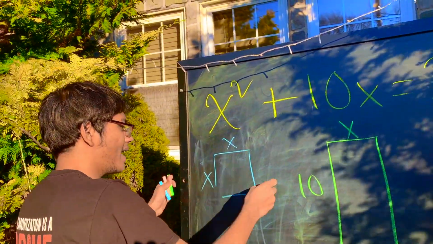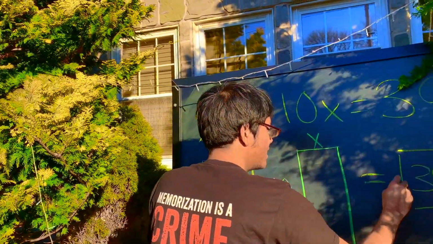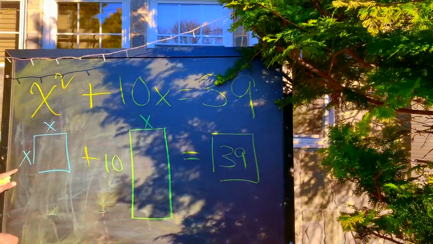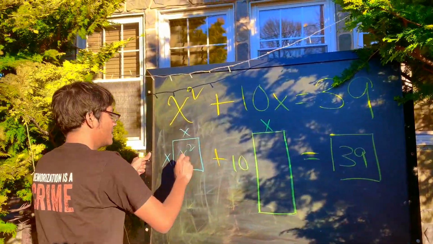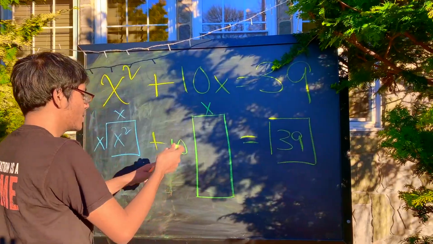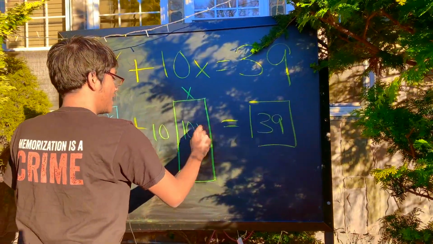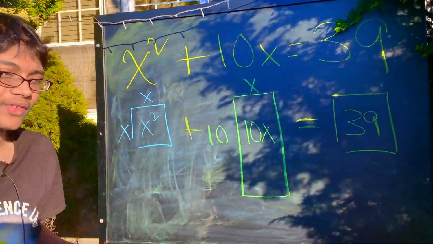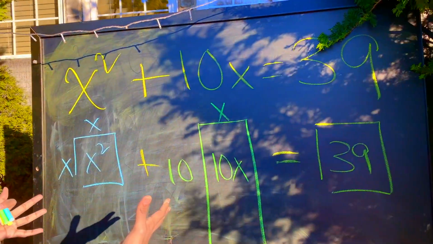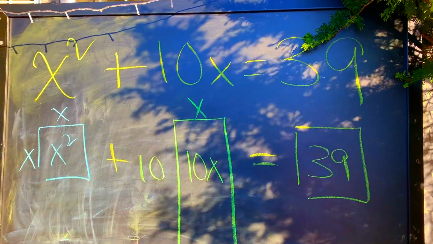So when you add x squared to 10x, you're going to get 39. And how is this x squared? Well, it's because x times x is x squared. How is this 10x? Well, it's because 10 times x is 10x. And this is just 39 by definition. Okay, so how do we add these up to get 39? How do we solve for x?